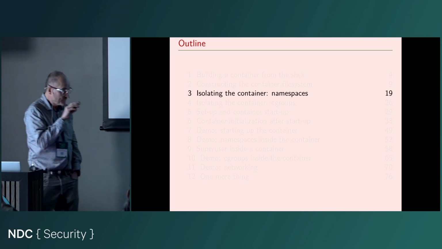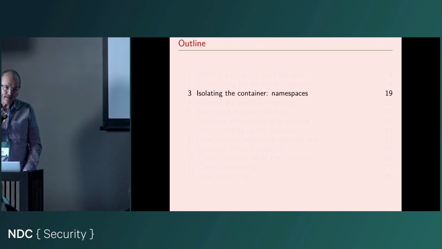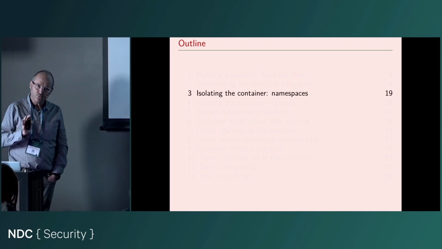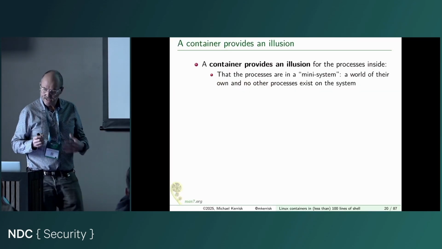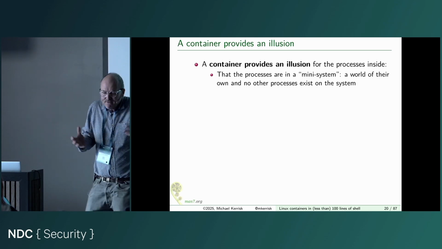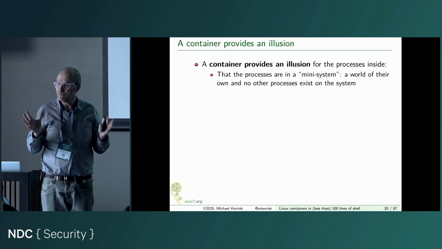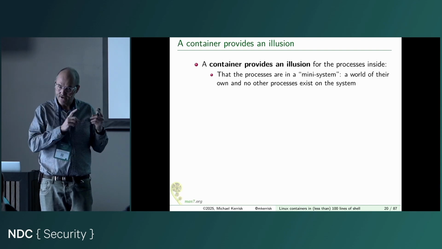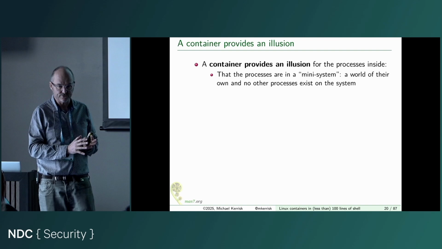Okay, so that's the start of my file system at least. Now, in our container, we need to be doing various kinds of isolation. The whole idea of a container is to provide an illusion that there is no outside world. There's a bunch of processes inside the container. They seem to be in a world of their own. There is no outside world. And how do we provide that illusion? Namespaces are a key part of that illusion.